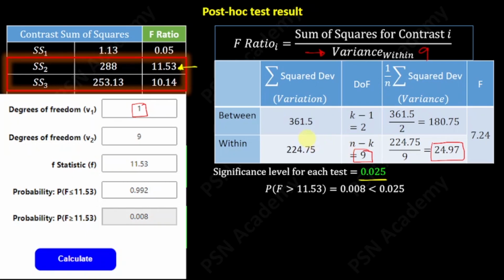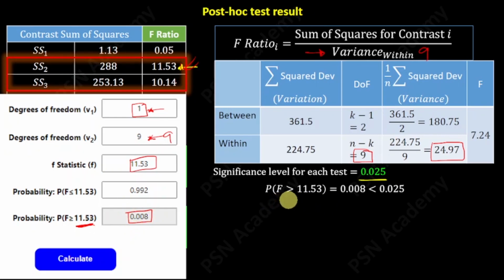But on the upper side, we have 2 follow-up tests, so 2 minus 1 gives you 1. So in this box we put 1, and in this box we put 9 as before. Clear? Now for the F statistic, we provided 11.53, that is the F ratio. And the probability beyond this F of 11.53 is 0.008. This is the probability we get from this calculator, right?